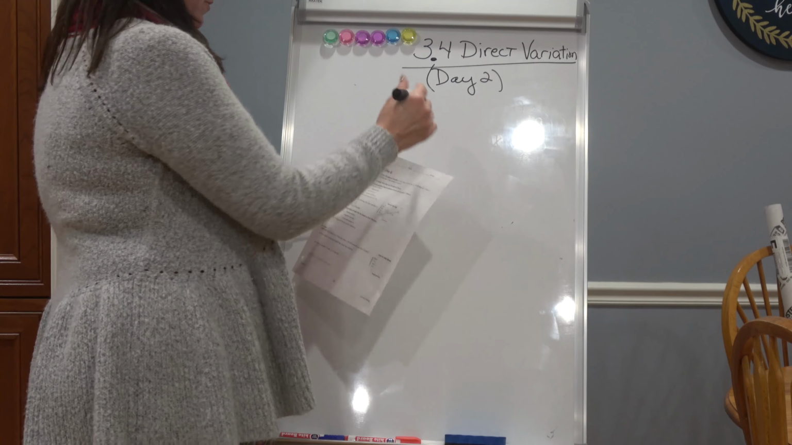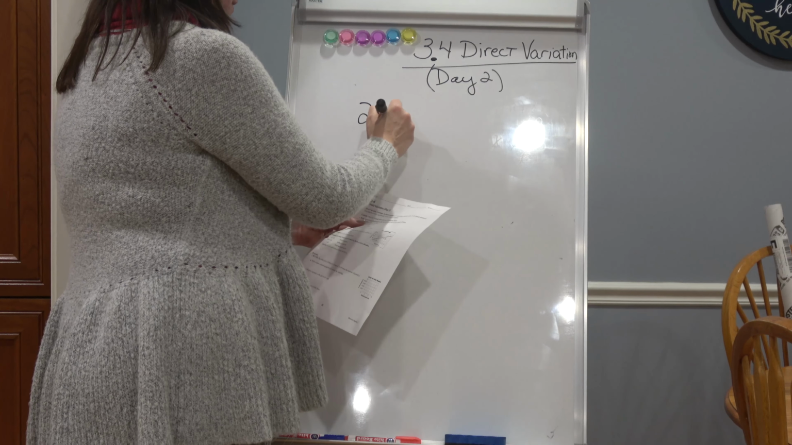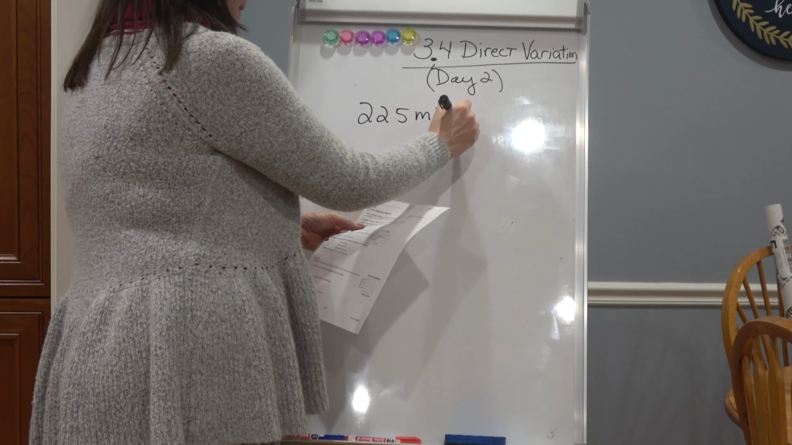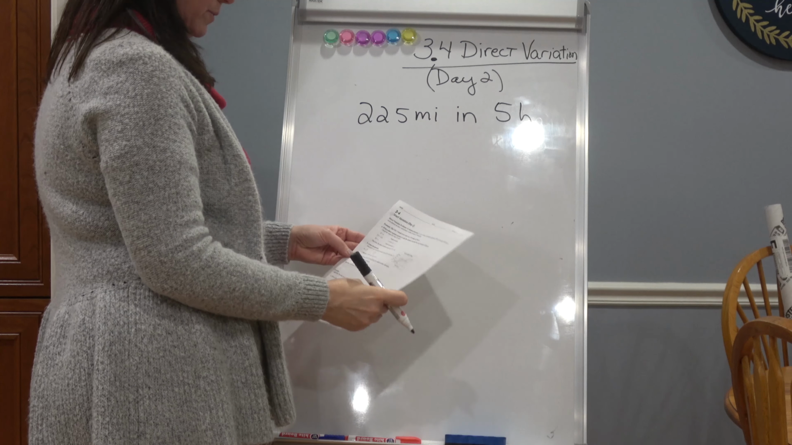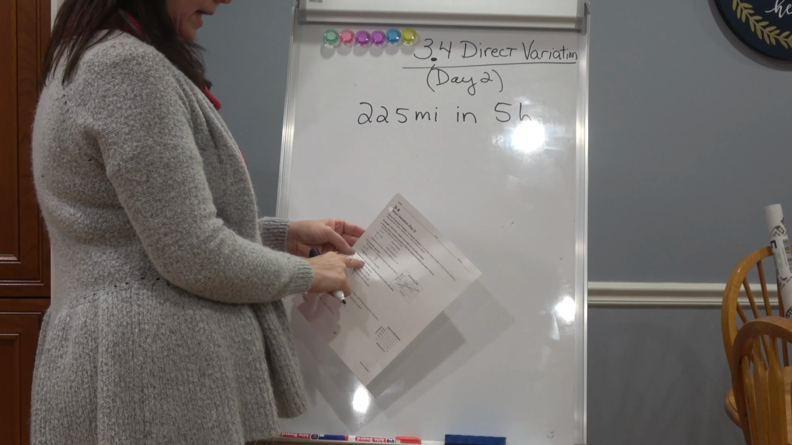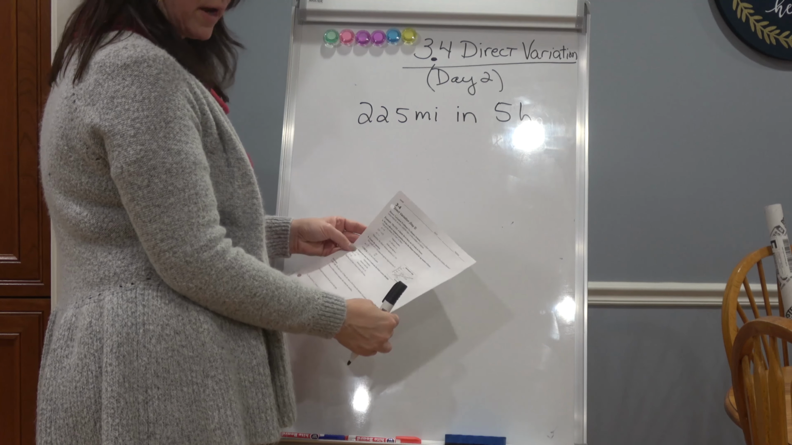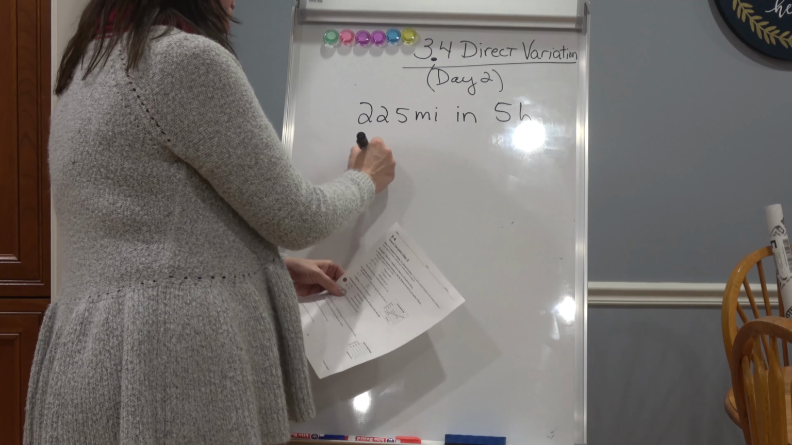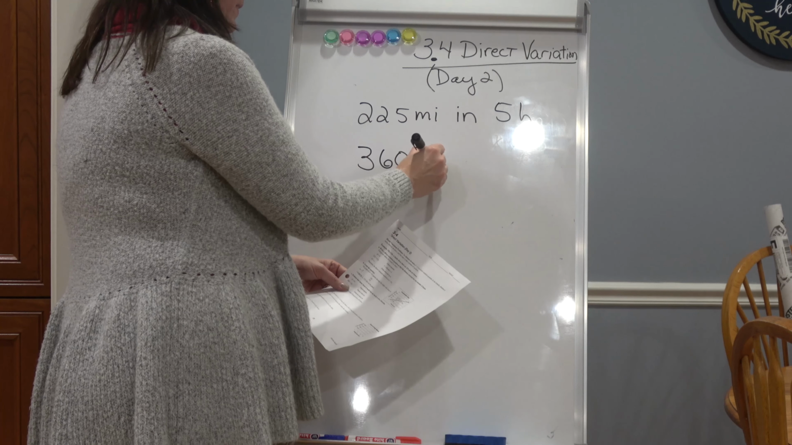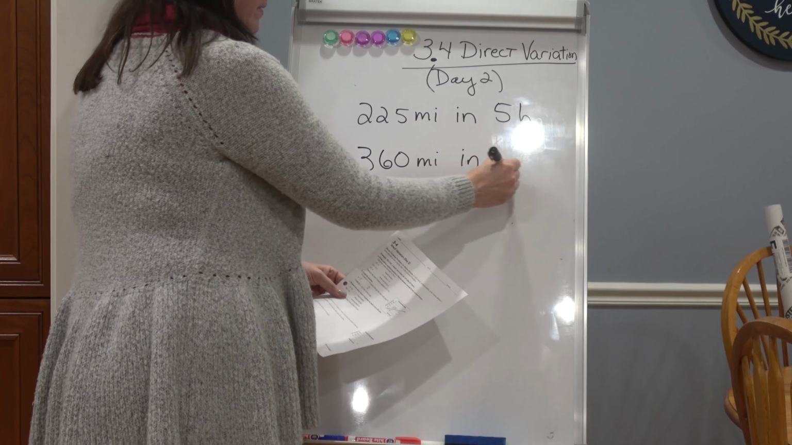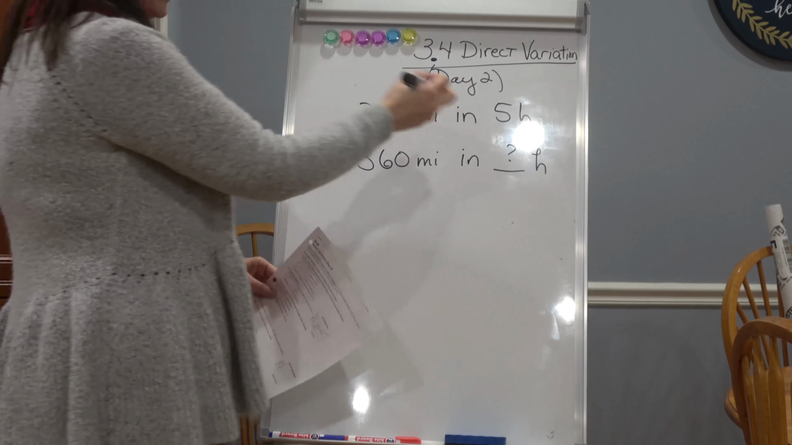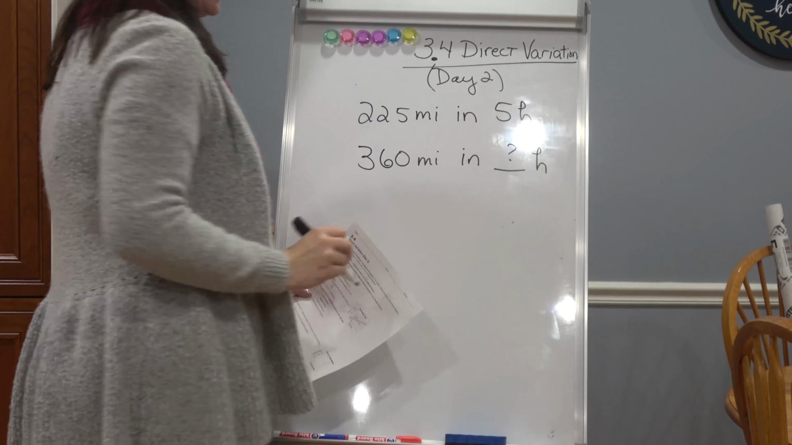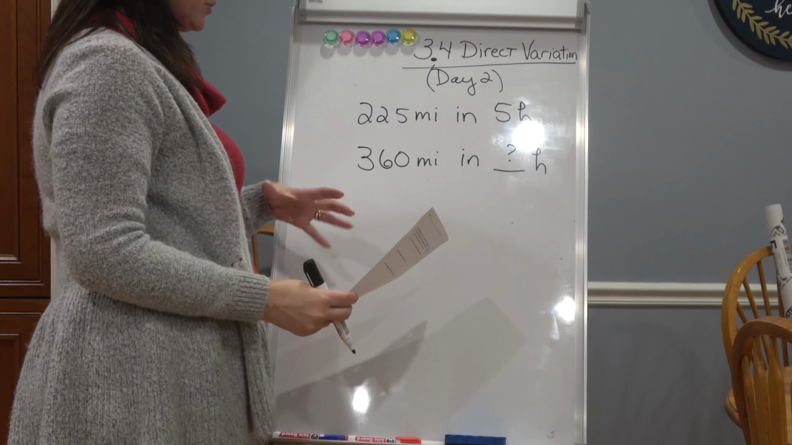It says a family drove a car 225 miles in 5 hours. And then the ultimate question in part C was: estimate how many hours it would take the family to drive 360 miles. Right? So back in chapter 2, we used our proportional reasoning.